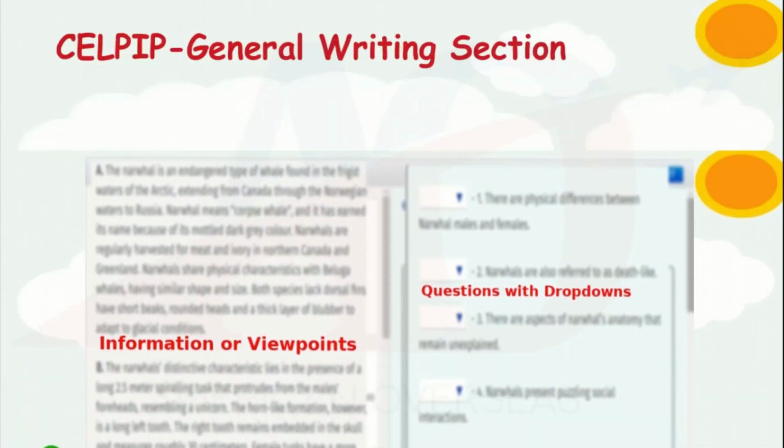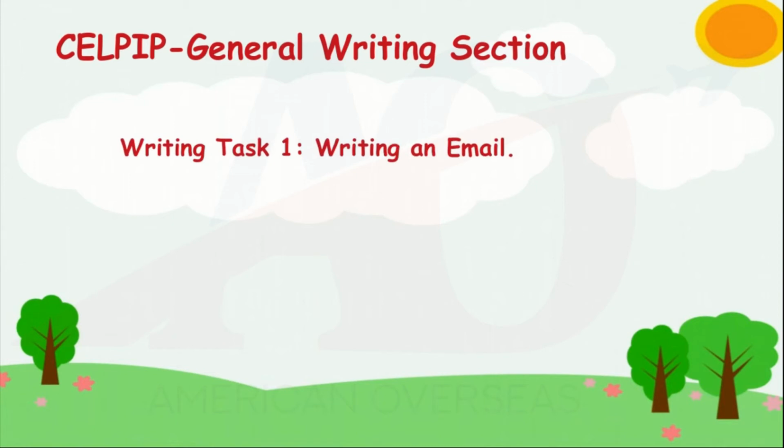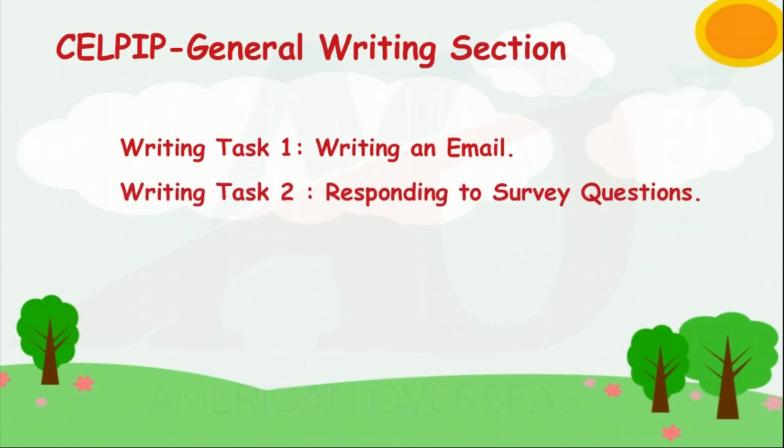CELPIP-General writing section. There are 2 tasks in the writing section. The first task is 27 minutes and the second task is 26 minutes. Task 1 is writing an email. Here you will be provided with instructions to add points to your email, which should be around 150 to 200 words. Task 2 is responding to survey questions.